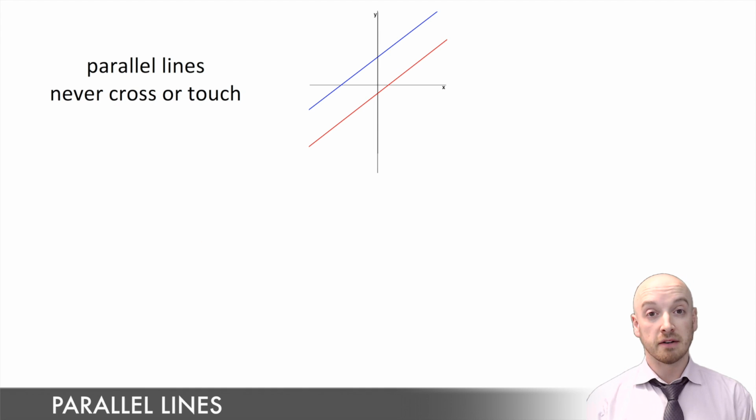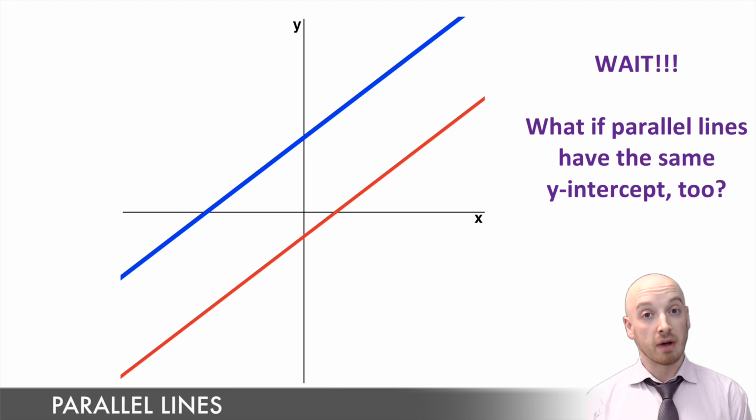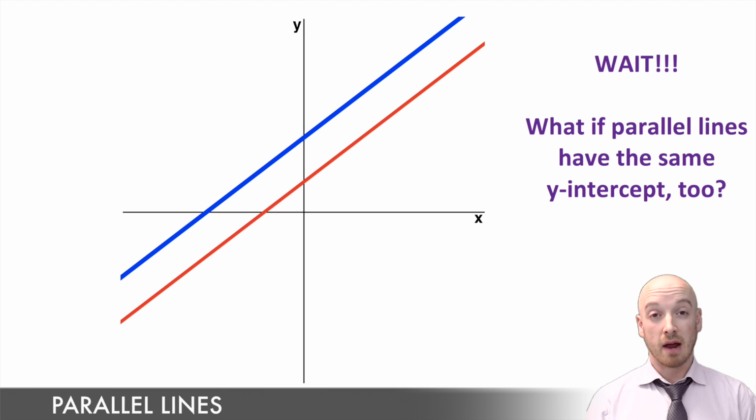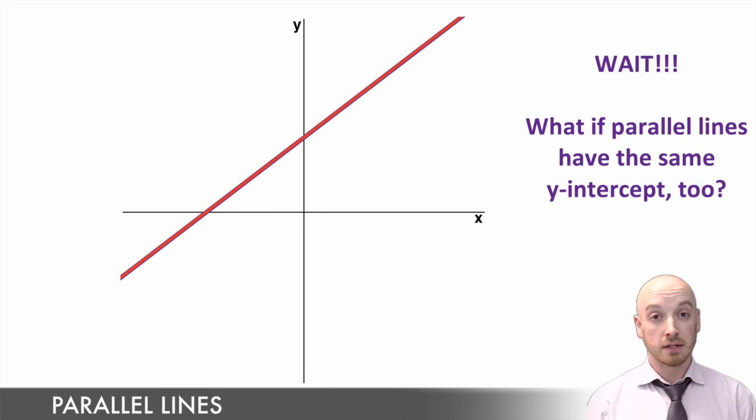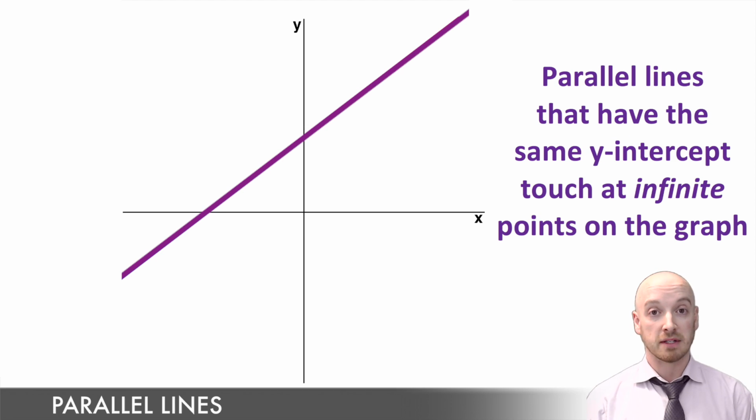Now parallel lines are different because they'll never cross. They'll run side by side, but they'll never meet or touch. But now picture two lines that are parallel, but that also have the same y-intercept. So we can't really say that these two lines never cross, and we can't say they cross once and only once. What we say here is that these two lines cross at infinite points along the graph. So if you think of the point where two lines cross as just the point where they meet, well, these two lines are meeting at every step of the way. Anywhere you go on the Cartesian plane, these two lines are together.